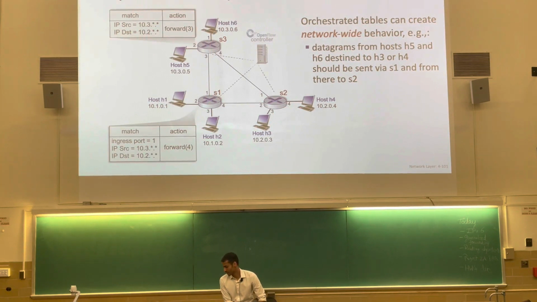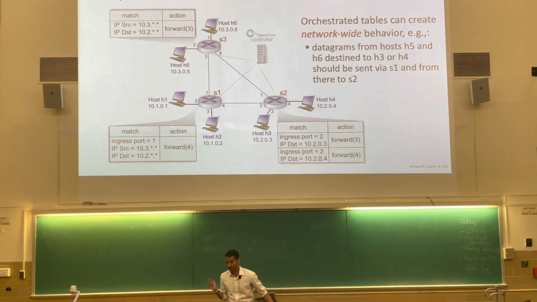The first rule says that at the top router, if the source address is either H5, host 5, or host 6, those are the source address patterns, then send it on output port 3. And at this router, we install a similar rule that says if the source addresses match H5 and H6, then send it on output port 4, right? And once it gets there, you have a rule that says if it comes in via ingress port 2 and it's destined to H3 or H4, then do those actions. H3 means forward on 3, H4 means forward on 4.